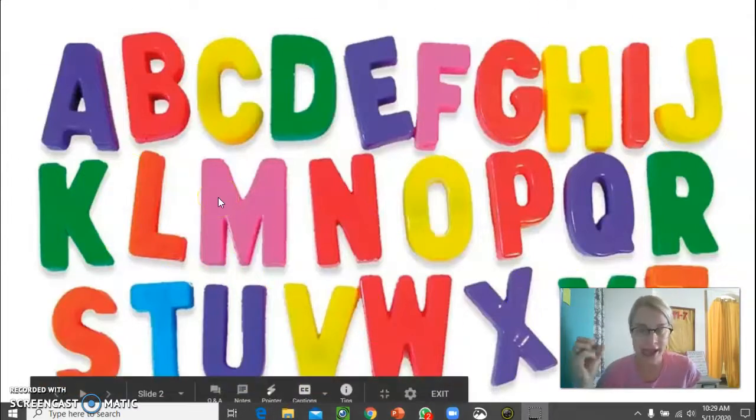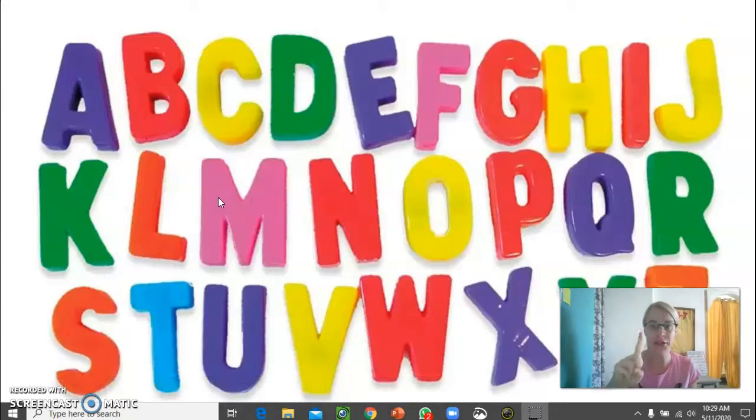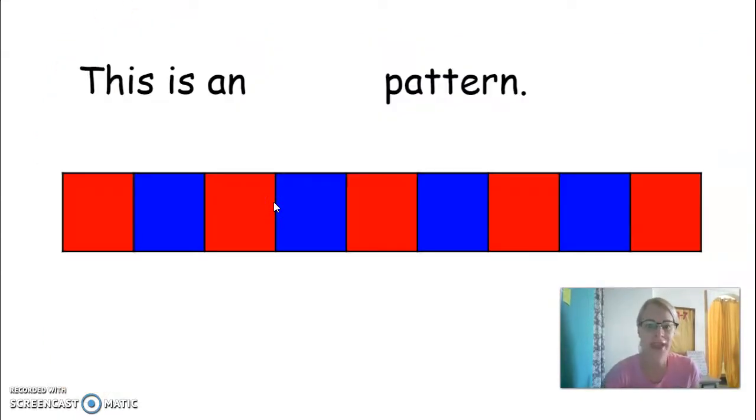And every time we see a pattern, the first shape or color or whatever in the pattern is going to be labeled A because it's the first letter in the alphabet. So you're never going to start labeling a pattern with C, for example. Always it will start with A. And if there's a second shape in the pattern, it will always be B. So let's take a look at a pattern.